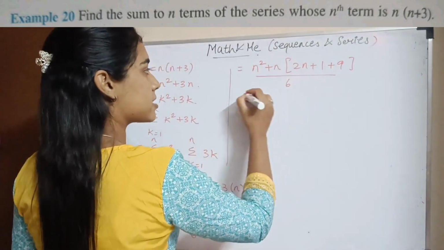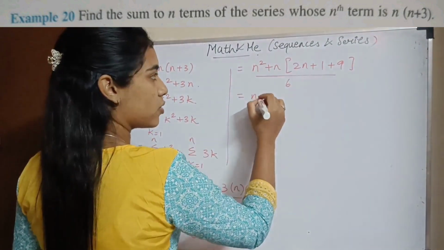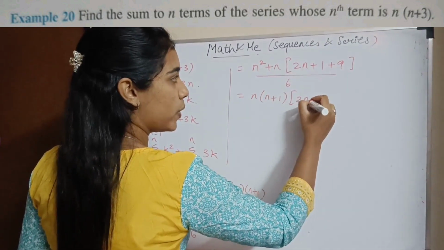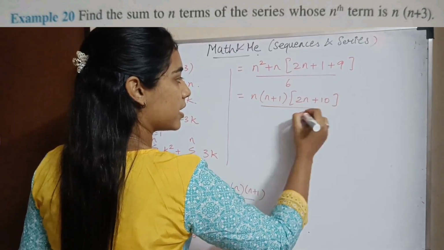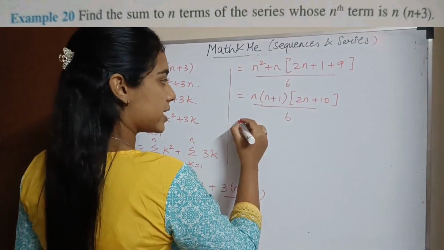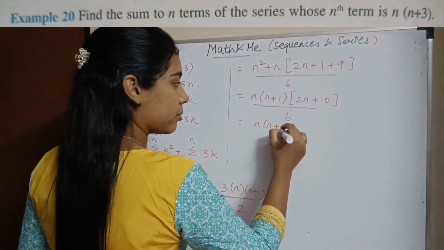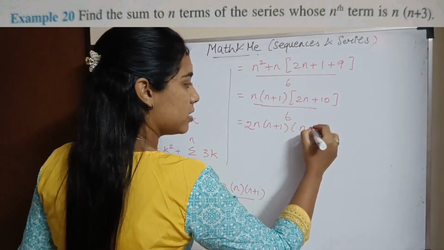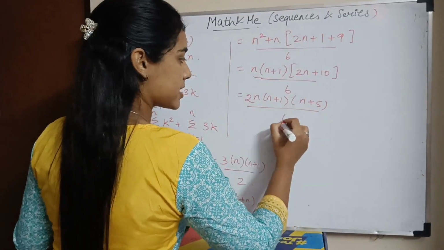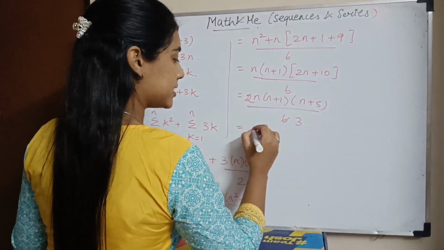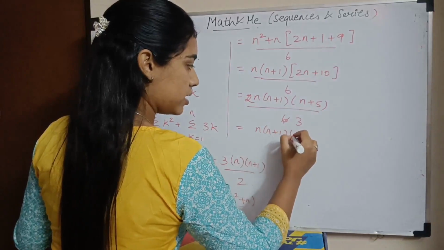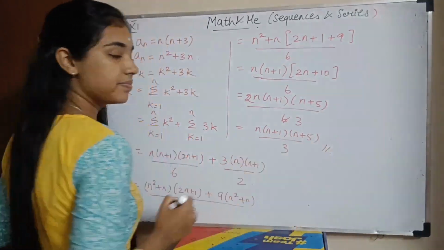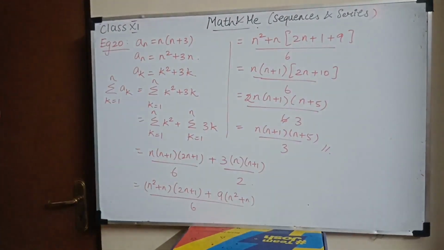divided by 6, which is, I'll take the n outside. I have n into n plus 1 times 2n plus 10 divided by 6. Taking 2 outside, I'm left with n into n plus 1 times 2 I have n plus 5 divided by 6. So this gets cancelled. I have n into n plus 1 times n plus 5 divided by 3. This is my final answer.